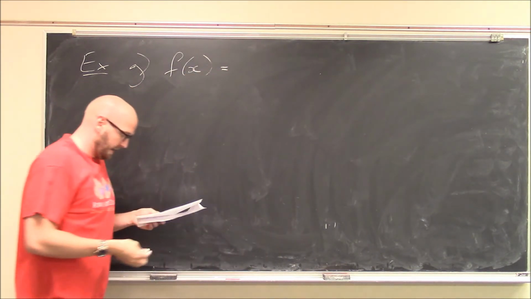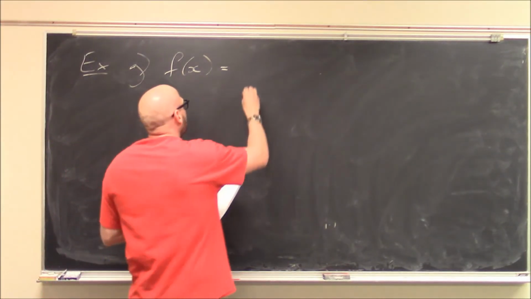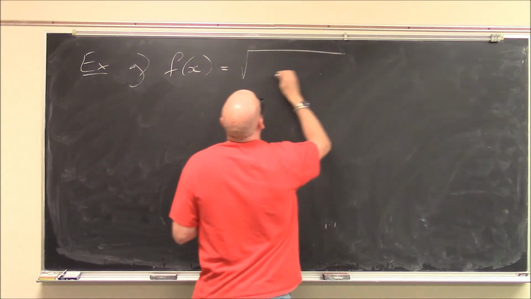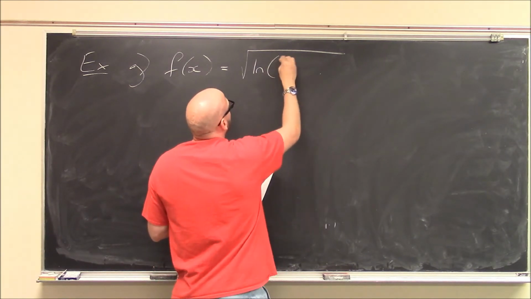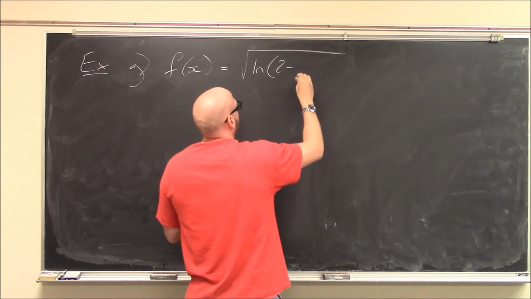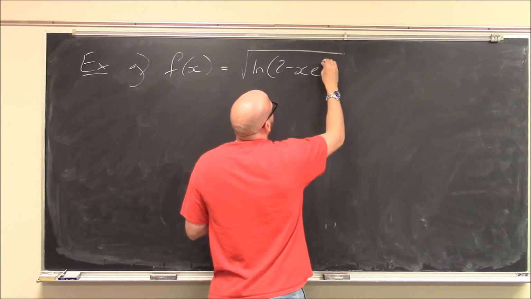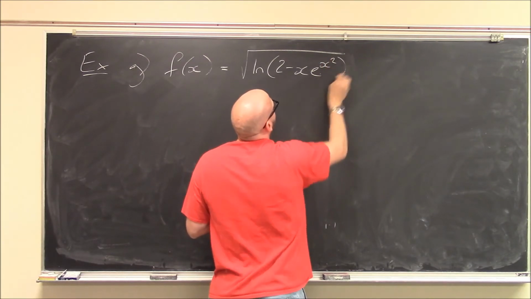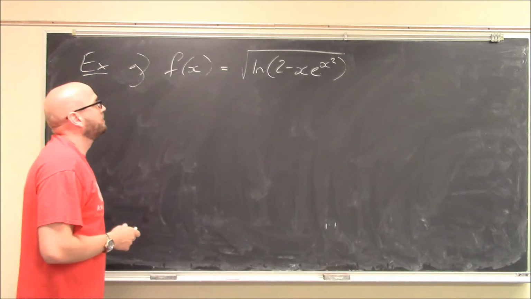Alright, here's the last one I have written down, and I guess the last one we'll do. It is the square root of the natural log of 2 minus, let's go, x times e to the x squared. Actually not what I've written down at all, which really mixes this up.